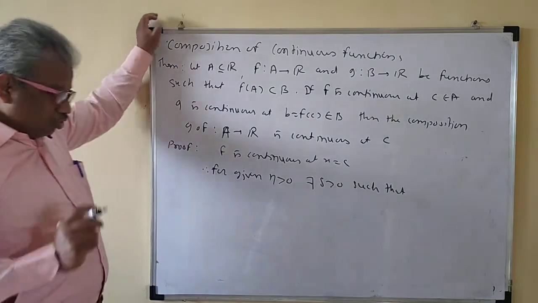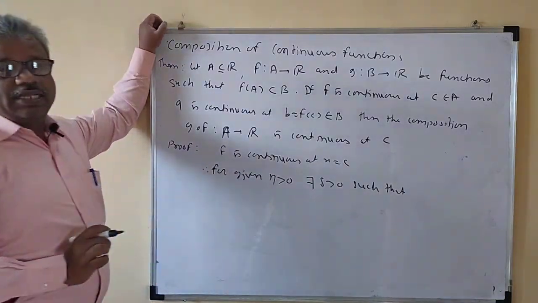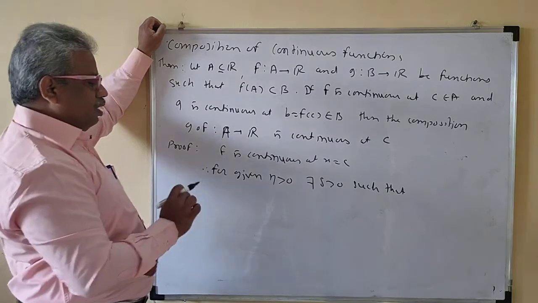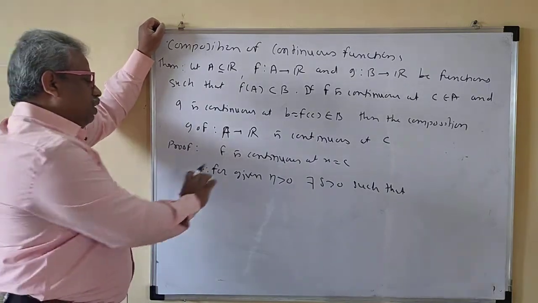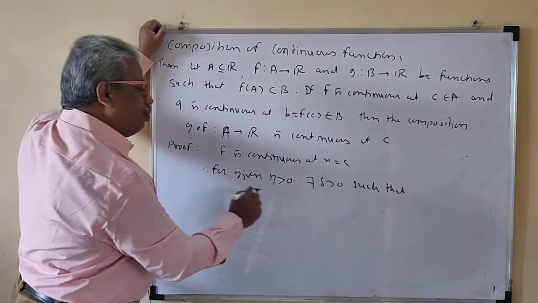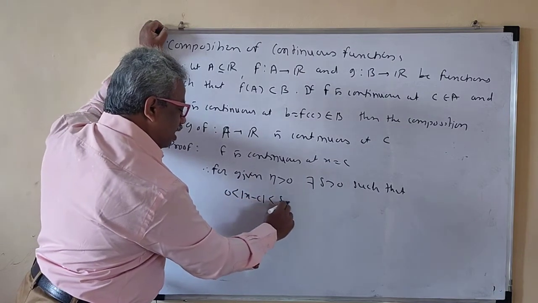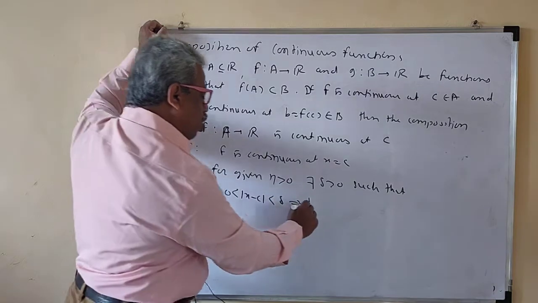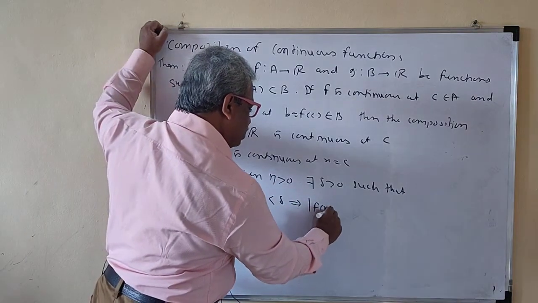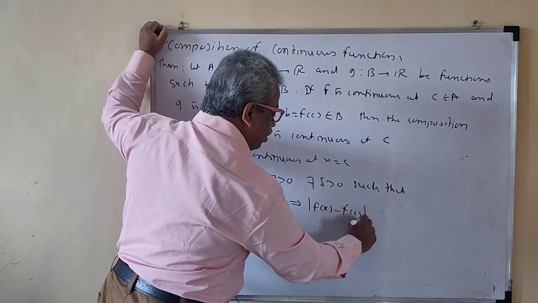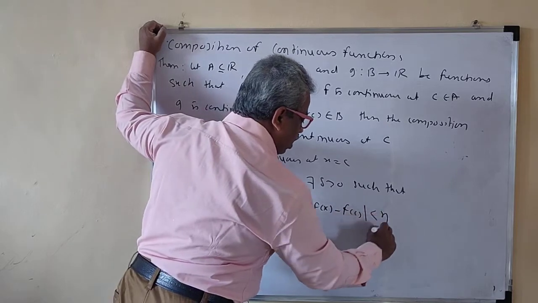Epsilon delta definition. Instead of epsilon, I have taken neta here. No problem for this one, because neta is a real number, so it is given to you. Such that 0 less than mod of x minus c less than delta implies that mod of f of x minus f of c is less than neta.